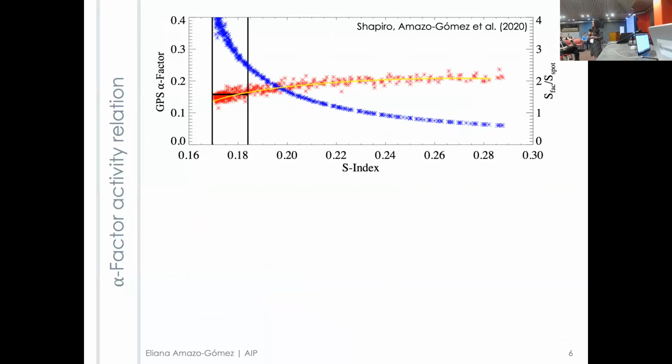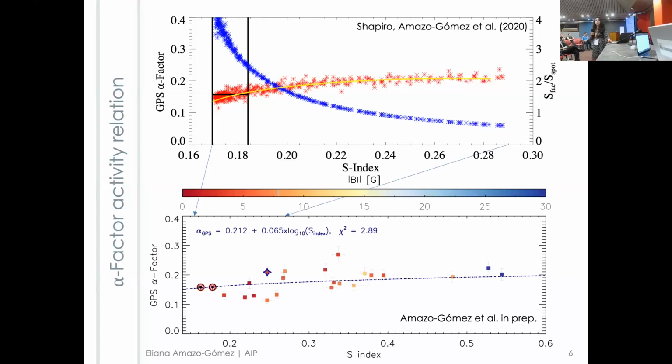Okay, but photometry is just one ingredient. It gives you some information, but not all. We also wanted to know if spectroscopy could tell us something about the activity of the star. Then we check the indicators of activity. In this case, I'm showing you the S-index in terms of our alpha factor, and we recover the trend we observe in the models as well.